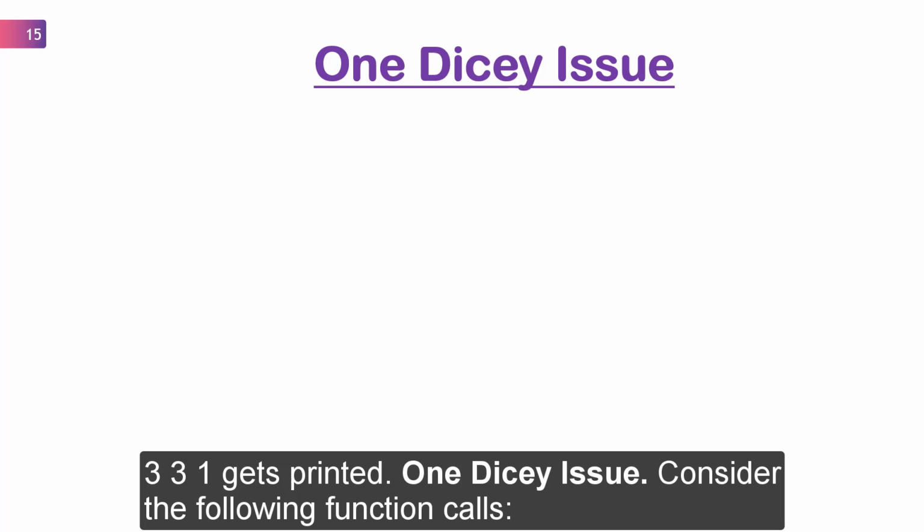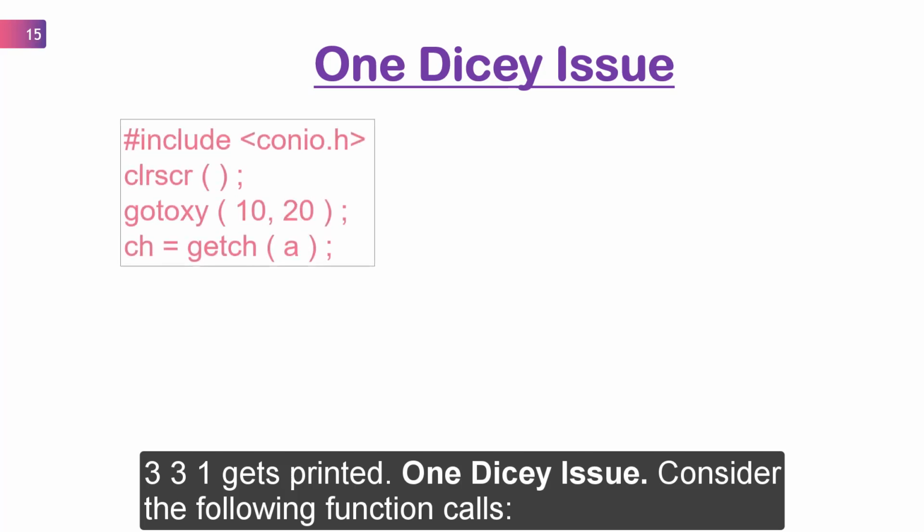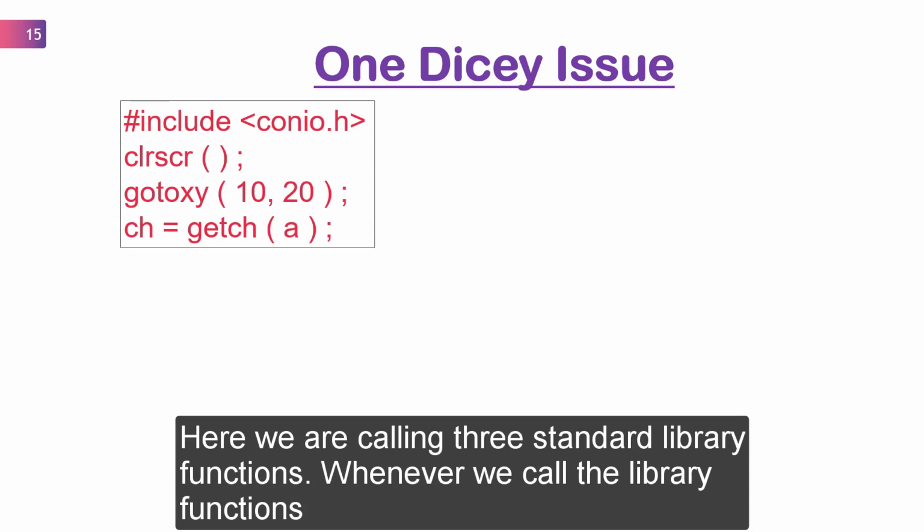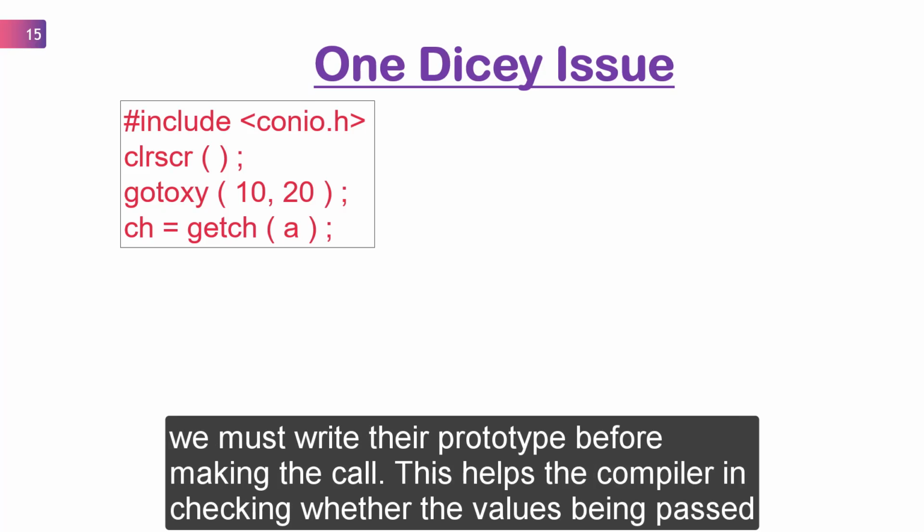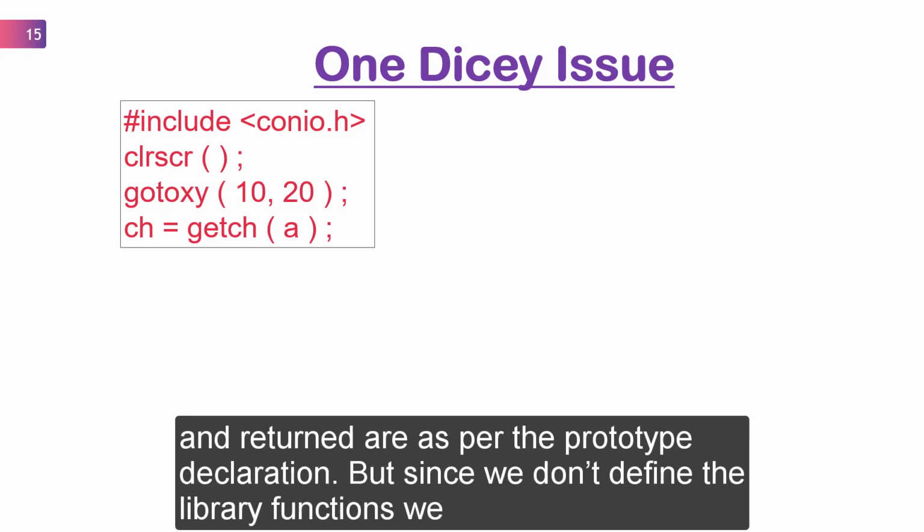Consider the following function calls. Here, we are calling 3 standard library functions. Whenever we call the library functions, we must write their prototype before making the call. This helps the compiler in checking whether the values being passed and returned are as per the prototype declarations.